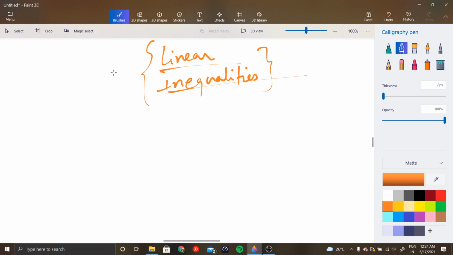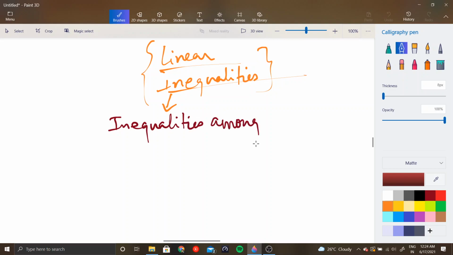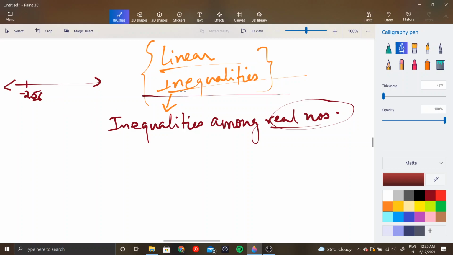So firstly, what is a linear inequality? Basically, when we talk about linear inequality, what we mean is inequalities among real numbers. So, what are real numbers? Real numbers are numbers which can be represented on the number line. You are familiar with drawing a number line. Any number that can be represented on a number line is a real number. In this chapter, we will deal with inequalities among them.